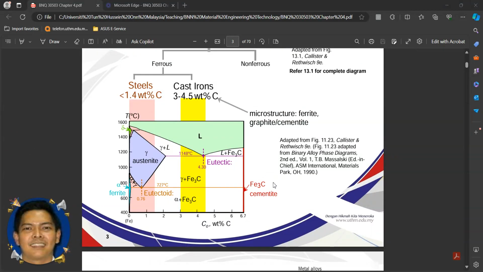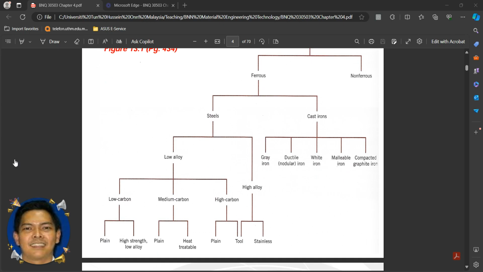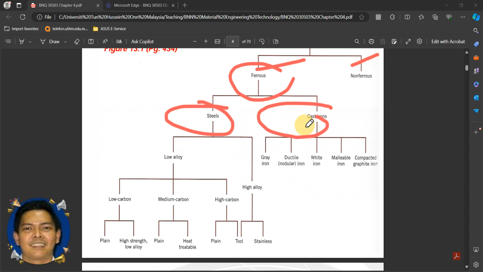So in the graph here, you can see the materials that consist of steel and cast iron and how they are categorized according to their structure content. This diagram gives you a better understanding of the types of metal alloy, which are ferrous and non-ferrous. The ferrous can be classified into steel alloy, or it can also be classified into cast iron.